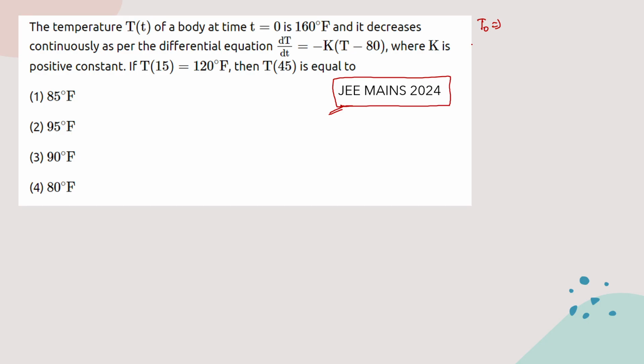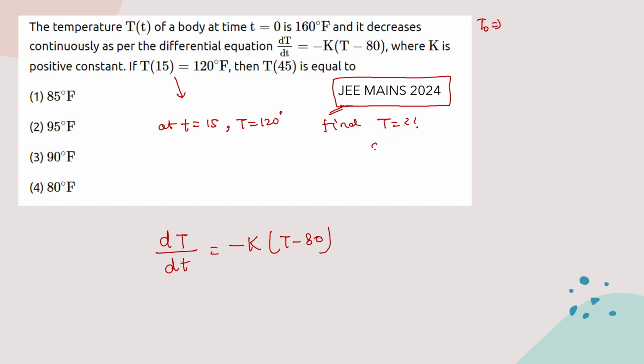And it decreases continuously as per the differential equation. So they have also said that the temperature is continuously decreasing as per this differential equation, where k is a positive constant and T of 15 means what? They are saying at t is equal to 15 seconds, the temperature is 120 degrees. So find the T value at small t, that is time 45 seconds. Means they are asking you the middle values. They are not asking you the end values, they are asking you the middle values. So it is related to the differential equation only, again you can see.